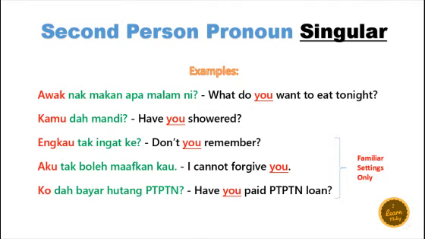As a reminder, engkau, aku, and kau are used only in familiar settings. But all of them are interchangeable. For example, if you want to use awak instead of engkau, then awak tak ingat ke? They have exactly the same meaning. It's only that there are varieties of words that can be used for second person pronoun singular.